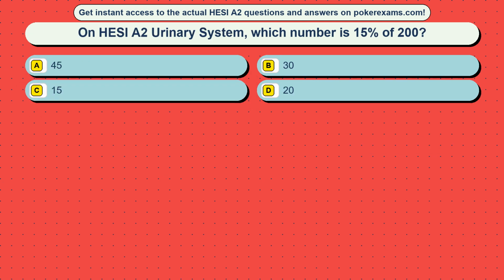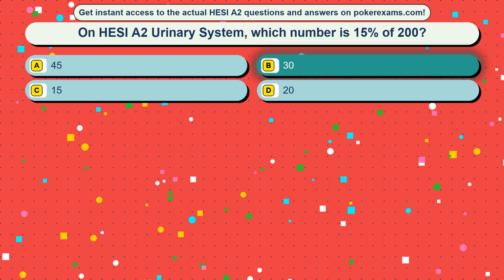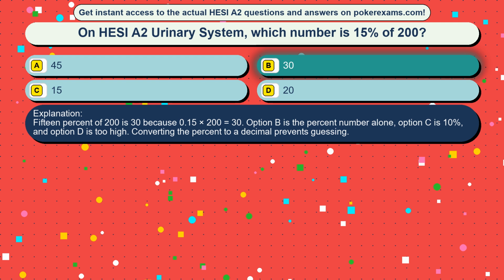Question 4. On HESI A2 urinary system, which number is 15% of 200? Option A 45, option B 30, option C 15, option D 20. The correct answer is option B, 30. 15% of 200 is 30 because 0.15 × 200 equals 30. Option C is the percent number alone, option A is too high, and option D is 10%. Converting the percent to a decimal prevents guessing.